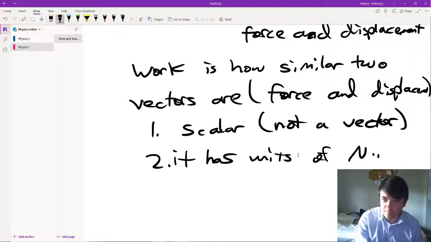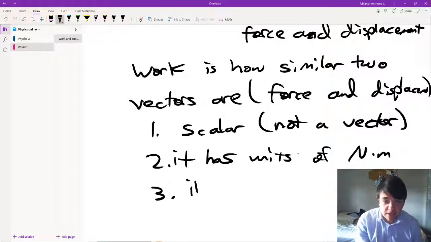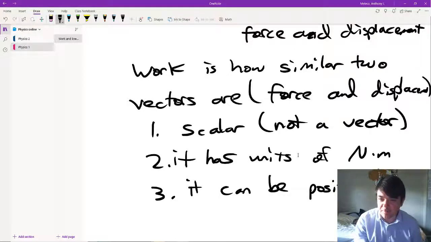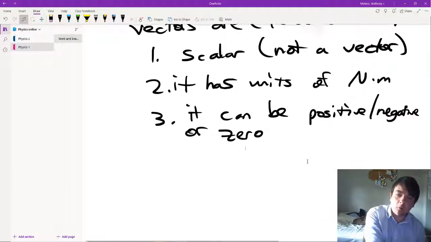Okay, it has units of a Newton meter, and that's because force gives you units of newtons, and displacement has units of meters. It can also be positive, just like numbers, and negative. Or even 0, just like a number. And we saw the case where it's 0.